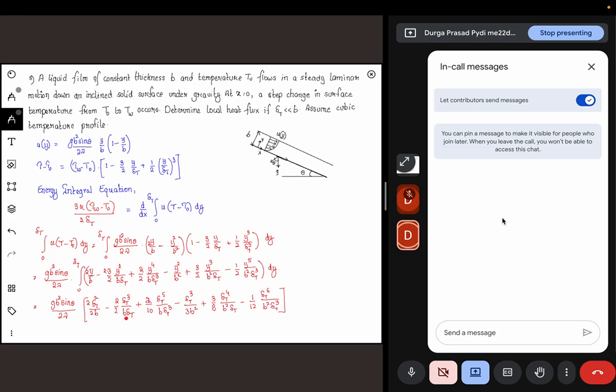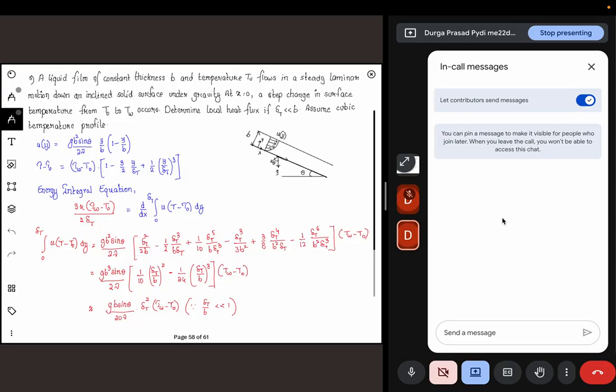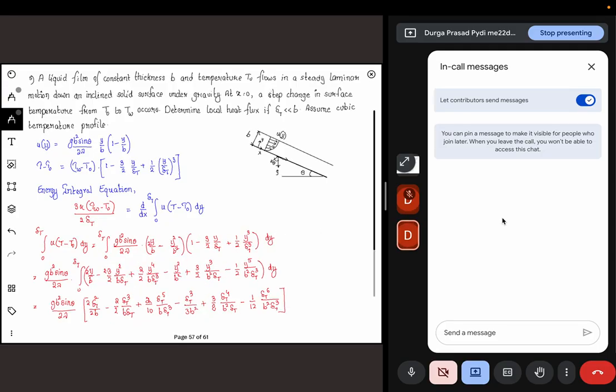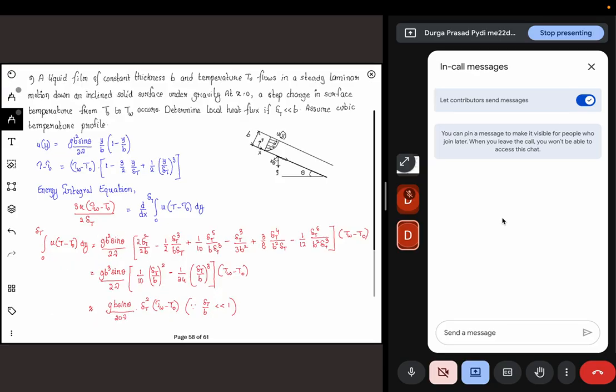So these 2 terms cancel each other. So I'll be left with a 2 here, a 2 here, a 2 here. So these 2 terms cancel each other. So I have a 1 by 5 coming here, and then the remaining terms will be here. Again, we'll use the assumption that delta T is very much less than b, in which case the cubic is much less than the square. So we will neglect the second term. So that will leave me, instead of 20, I'll have 10 here.